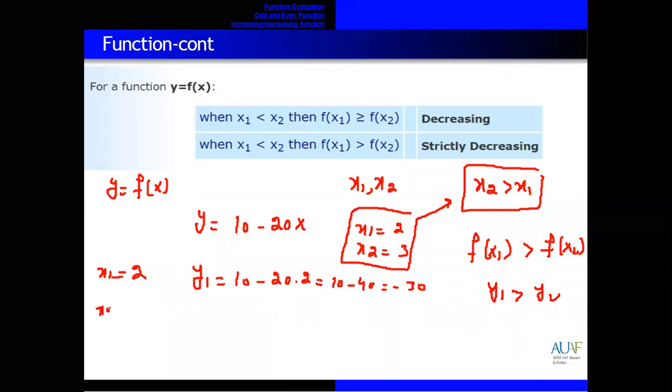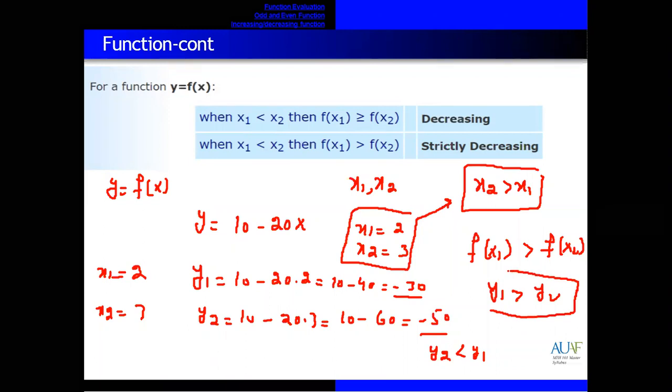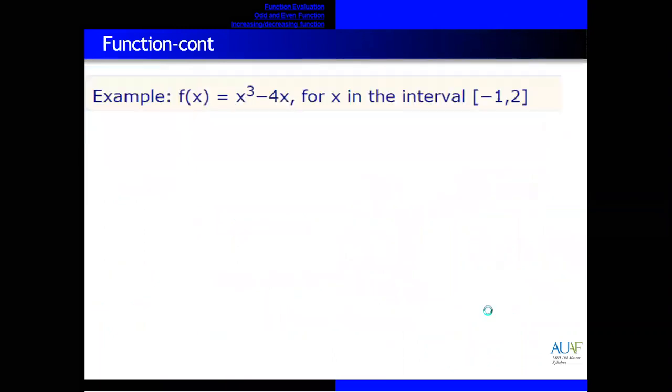Now x2 is equal to 3 and y2 is equal to 10 minus 20 multiplied with 3. 10 minus 60 equal to minus 50. So y1 is equal to minus 30, y2 is equal to minus 50. So the condition is y2 is less than y1, or y1 is greater than y2. So this condition is for increasing function and decreasing. Clear? Okay.